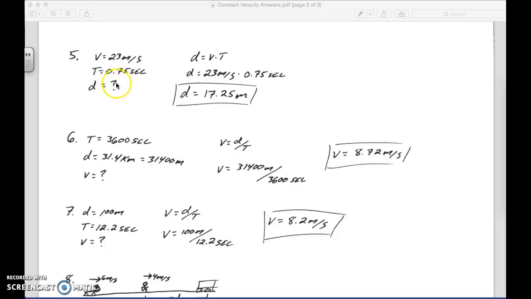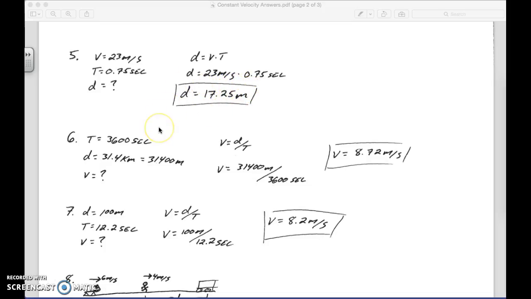We're looking for the displacement here. That's our question mark. So our equation is displacement equals velocity multiplied by time. We were given the velocity at 23 meters per second. We were given a time at 0.75 seconds. Multiply the two together, and you get 17.25 meters.